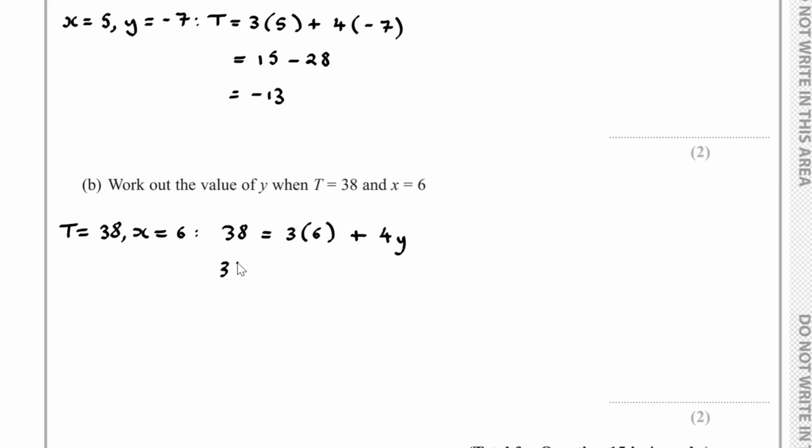So we get 38 equals 18 plus 4y. We need to solve for y. So first of all, take 18 from both sides. So if I take 18 from both sides, we get 20 equals 4y. And now if I divide both sides by 4, you can see here y is equal to 20 divided by 4, which is 5.